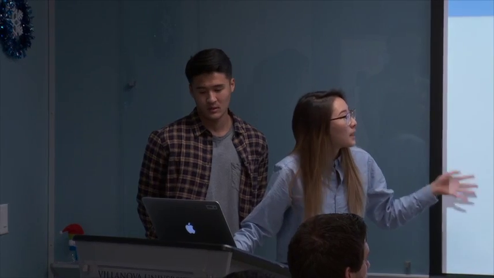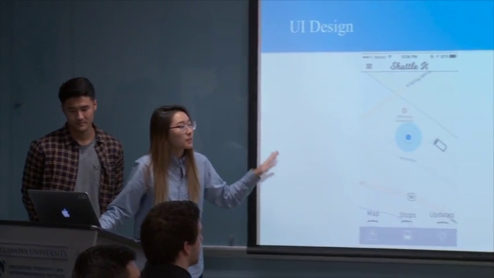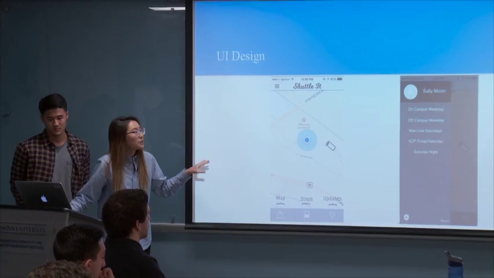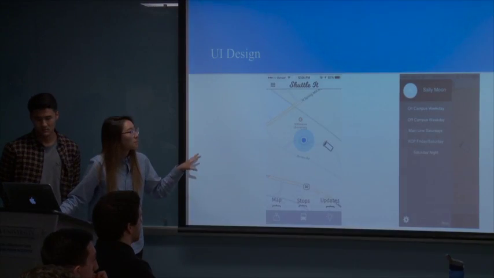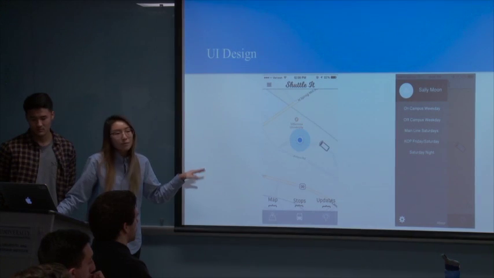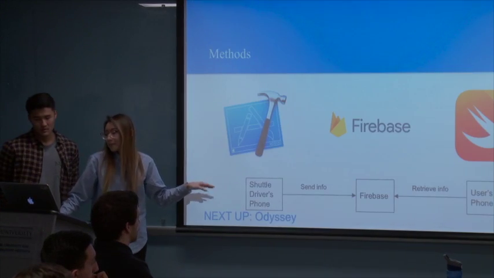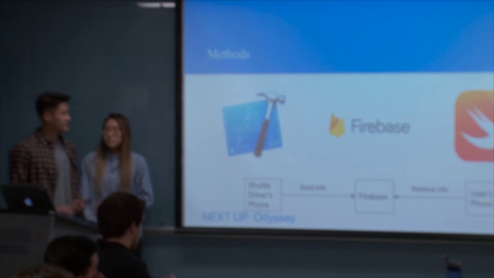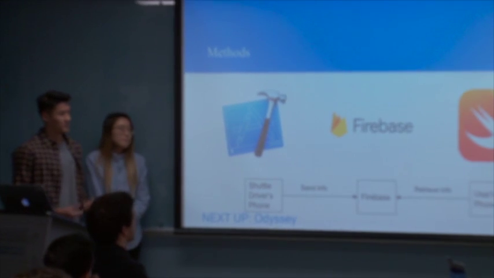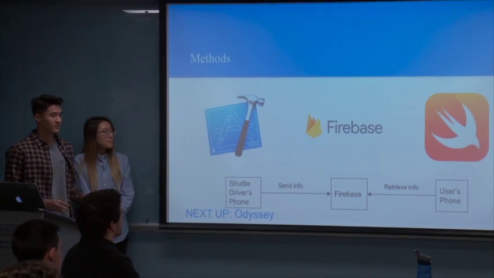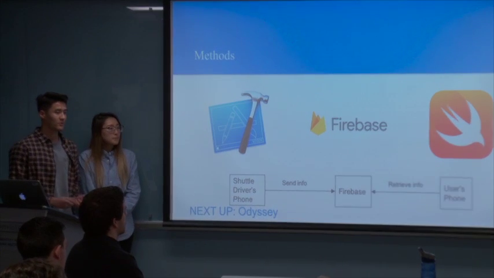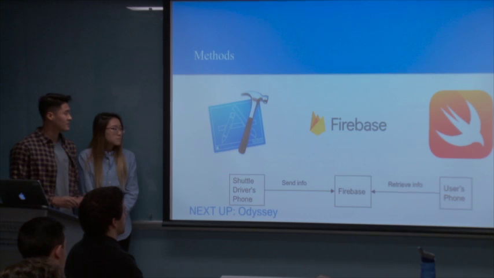This is our basic UI design. This is our prototype, and we wanted to make it Uber-esque to be very user-friendly so that both the driver and the student can communicate properly through the app. The tools that we used were Xcode and Swift, which were all fairly new to us. We also came across Firebase, which is a real-time database where you could store GPS coordinates in real time.